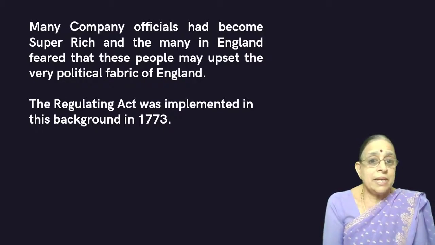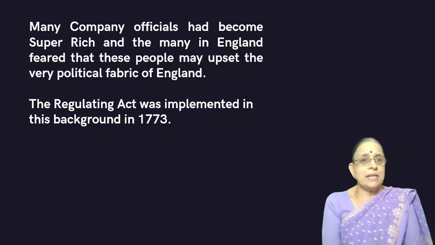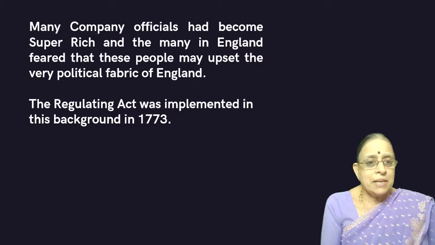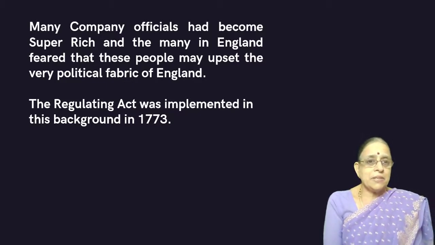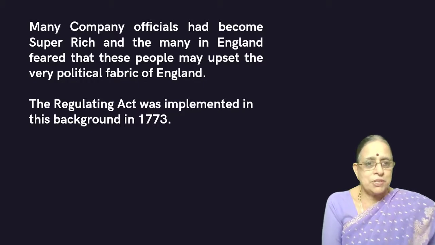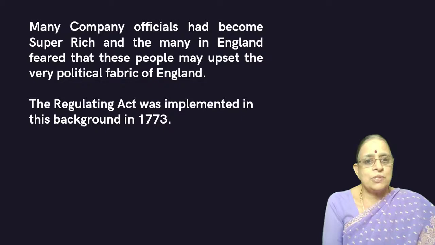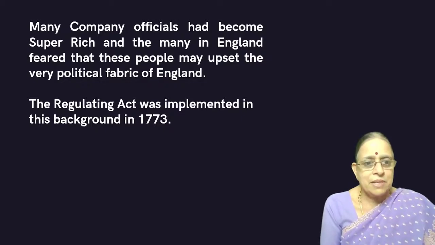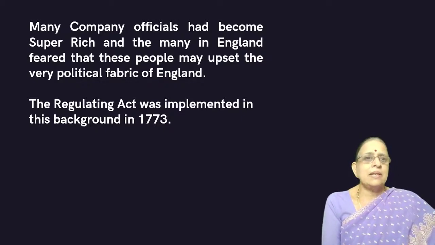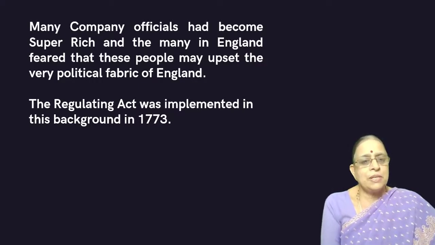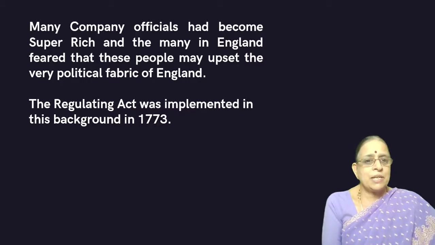In order to set right these problems, the Regulating Act was implemented in this background in 1773, taking into consideration the corrective measures in the East India Company. The Regulating Act was passed in the year 1773. Regulating, the word itself tells you, means control. In order to control the East India Company officials, the Regulating Act was passed.